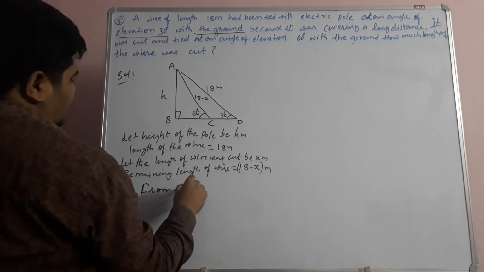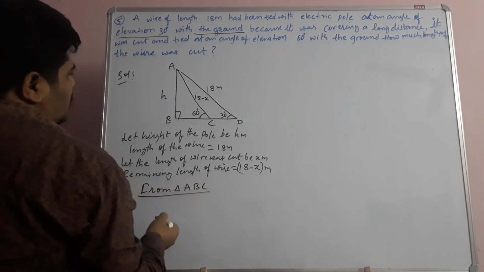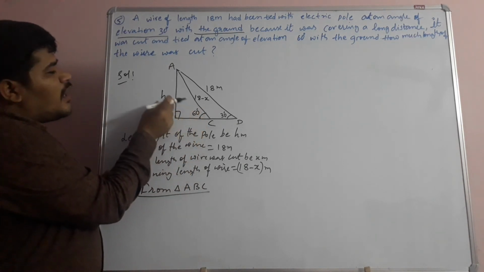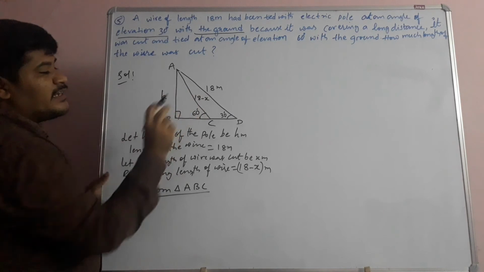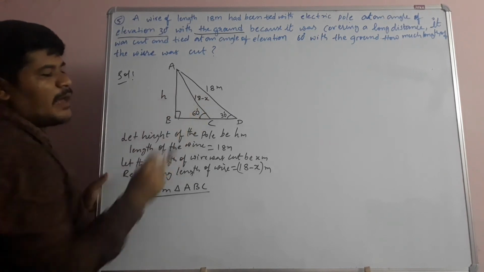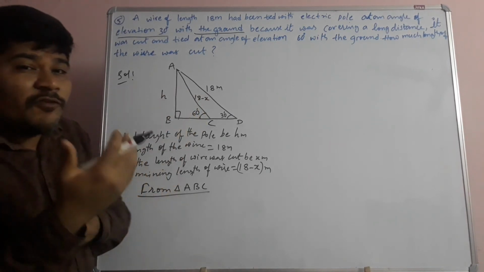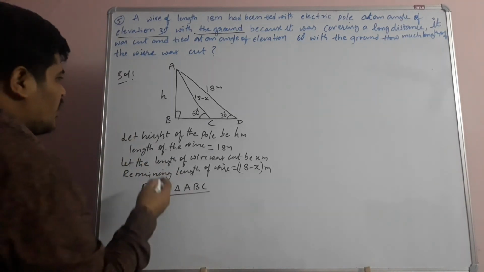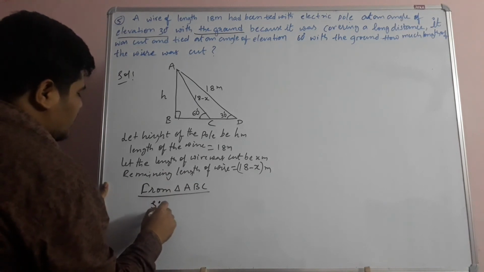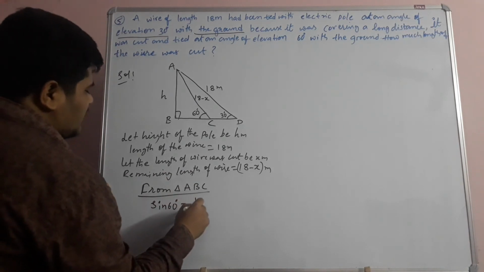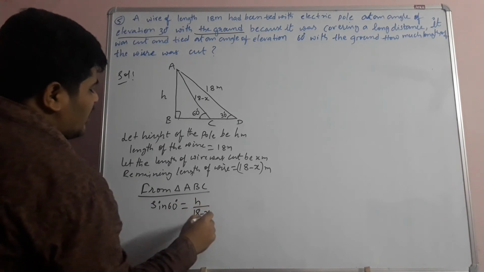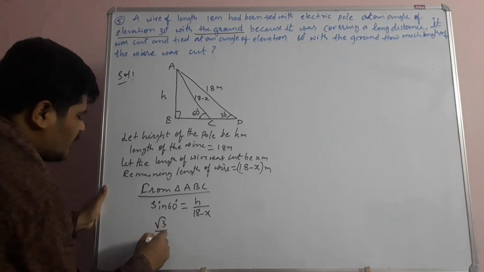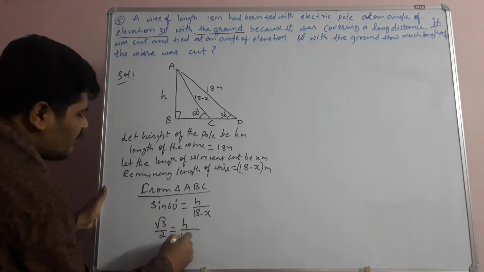From triangle ABC. Okay. So here 60 degrees is there. With respect to 60 degrees, the opposite side and hypotenuse are there. So what is the ratio of opposite side to hypotenuse? Sin theta. So from this you can write sin 60 degrees is equal to h by 18 minus x. So children, what is the value of sin 60 degrees? Root 3 by 2. So root 3 by 2 is equal to h by 18 minus x.